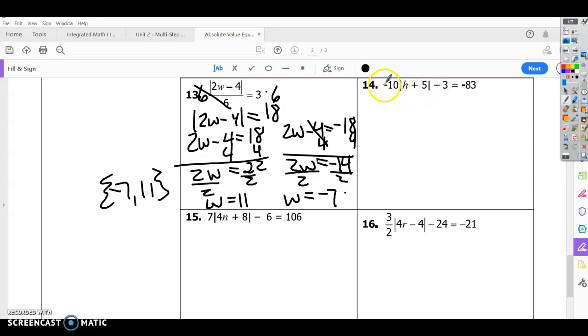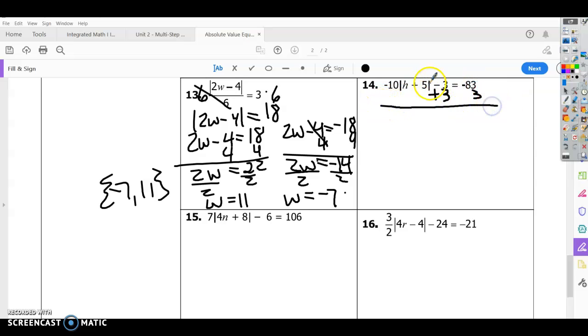All right, on this side I have a negative 10 outside the absolute value and a negative 3. When we solve, we're undoing the order of operations, so you kind of work in reverse. So we're going to undo addition and subtraction first.